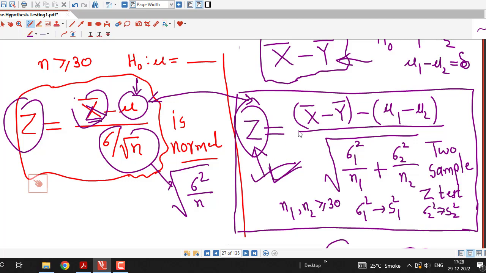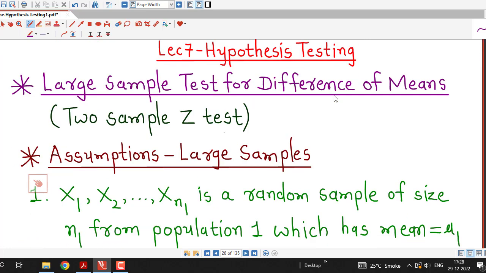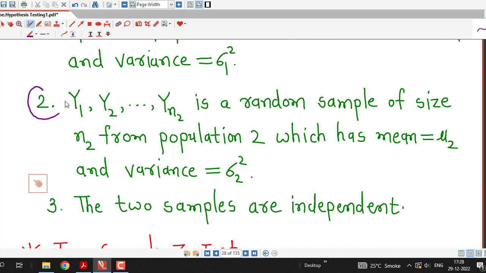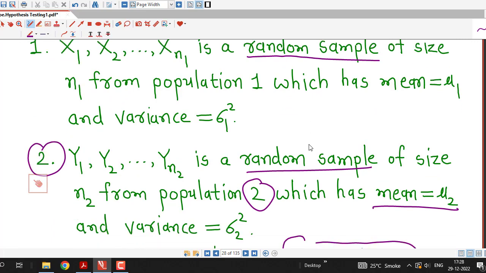We will just remember this two-sample Z test, and we will also remember that here we have three assumptions. We are considering random samples. So x1, x2, up to xn1 is a random sample of size n1 from population 1 with mean mu1 and variance sigma 1 square. The second assumption is y1, y2, up to yn2 is also a random sample of size n2 from population 2 which has mean mu2 and variance sigma 2 square, and it is also required that the two samples are independent.